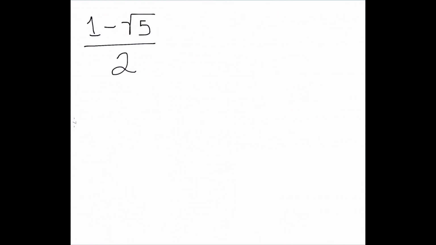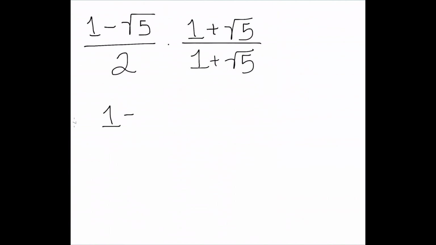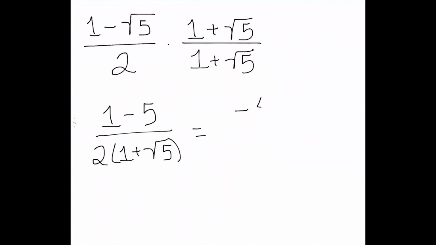There's also no reason why this is unique to the denominator. You can also rationalize the numerator. So in this case, I want to get the square root off the top. In order to do that, I multiply by the same thing, but just change the sign in the middle. So 1 plus the square root of 5. I square the 1 minus the square of the square root of 5, which is just 5. And then on the bottom, 2 times 1 plus the square root of 5. That gives me negative 4 over 2 times 1 plus the square root of 5. And negative 4 divided by 2 is just negative 2.